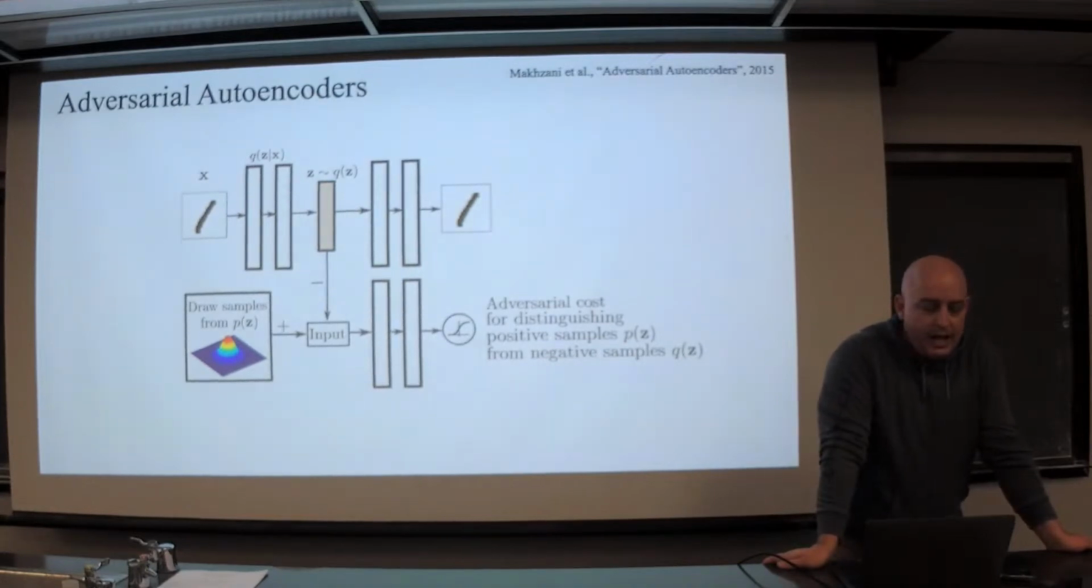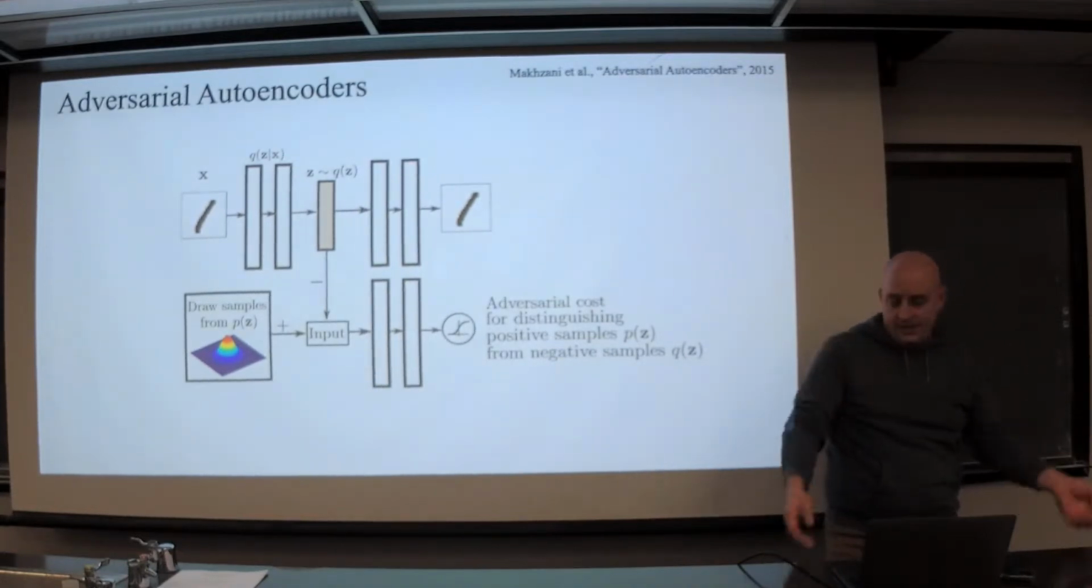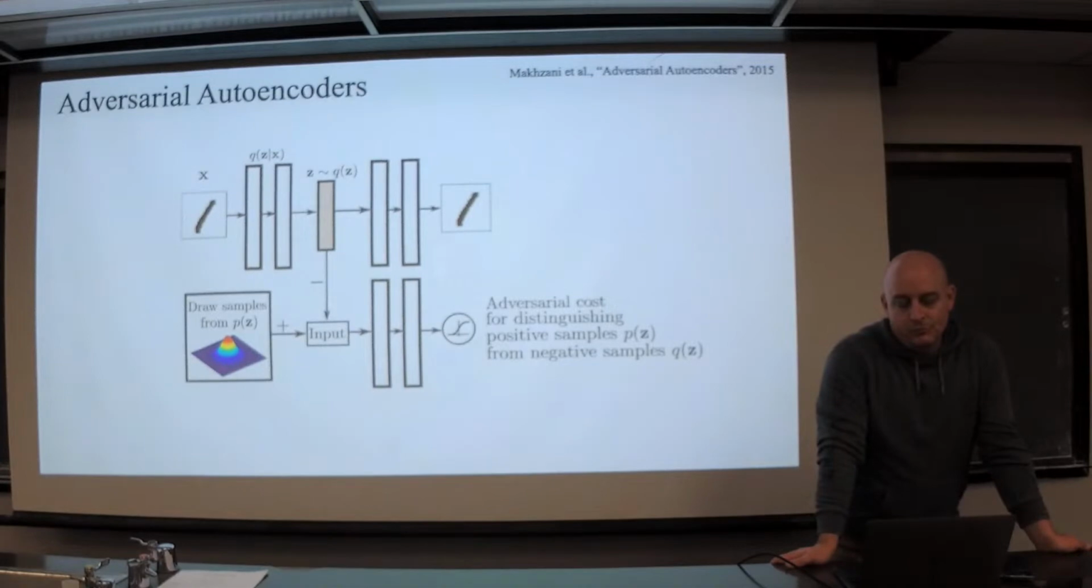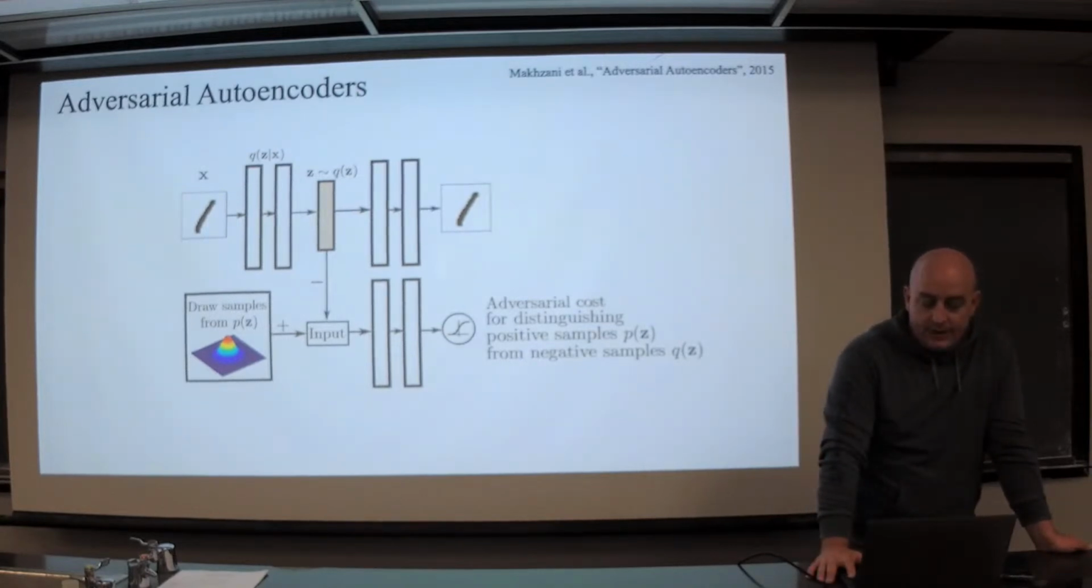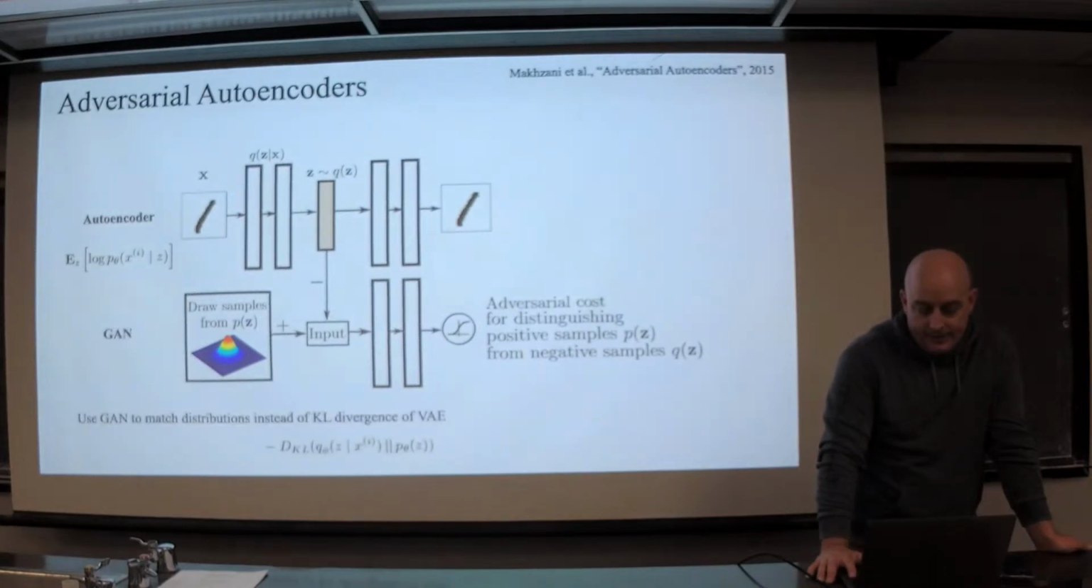And so adversarial autoencoders are AAEs, not VAEs, but AAEs. They were proposed. There's lots of variations on this as well, but pretty cool ways to extend autoencoders.